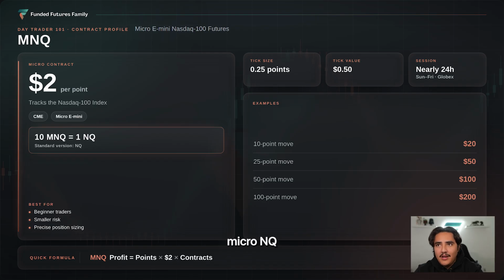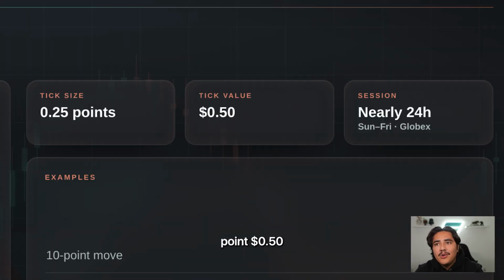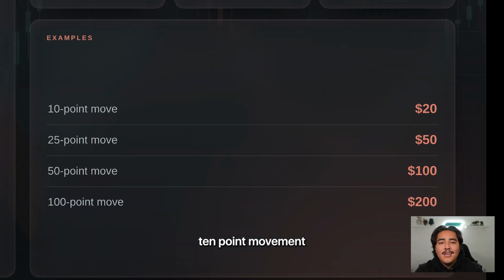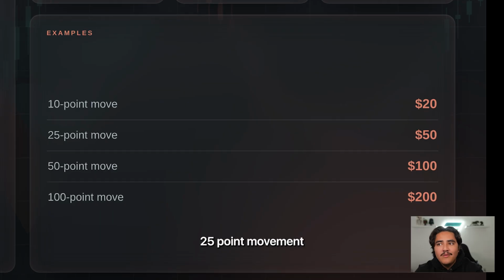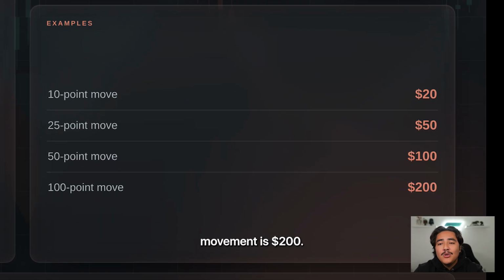Then we have Micro NQ, MNQ. It is a Micro E-mini Nasdaq-100 futures. Again, same market, same chart, same price movement. The contract size is the only difference. 1 NQ is equal to 10 MNQ. This is a value of $2 per point, 50 cents per tick. Tick size is again 0.25 points. Examples of this: 10-point movement equals $20, 25-point movement is $50, 50-point movement $100, and 100-point movement is $200.